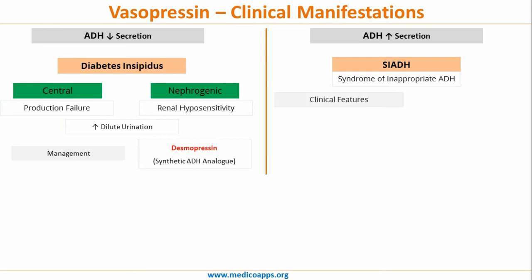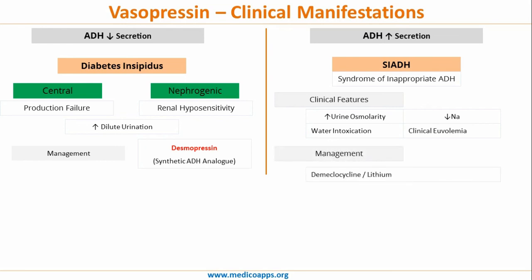In cases of SIADH, the clinical features are an increase in urine osmolarity and a decrease in sodium. Basically, ADH increases, so the body is trying to retain all the fluid, so whatever the urine output is, it will be highly osmolar. Similarly, there will be water intoxication. So water intoxication happens in SIADH. Clinically, the patient will be euvolemic. The management is demeclocycline or lithium.